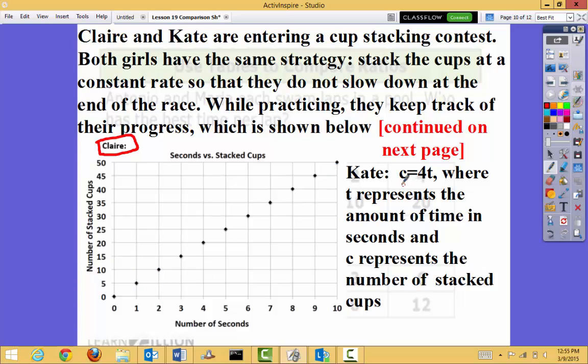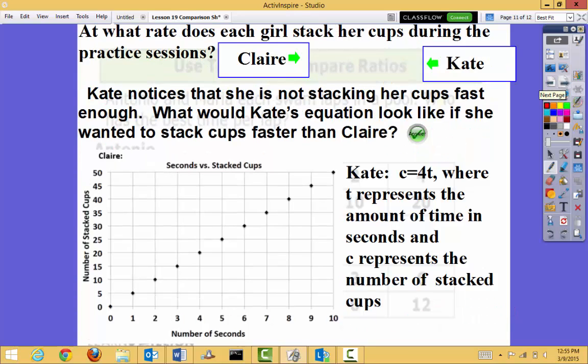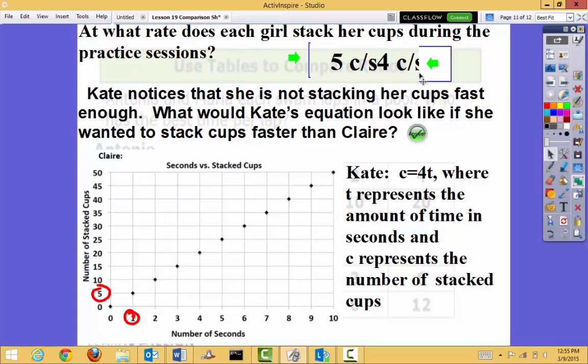Kate has this equation that she found. Cups equals 4 times T. So cups equals 4 times the time. So what am I going to do? Okay, so I need to find their rates. So Claire's rate, well, that's 5 cups a second, because I see there's the 1, and here's my 5. So let's check it compared to Kate's. Kate's is 4 cups a second. So are they the same? No, Kate's actually going a little bit slower.